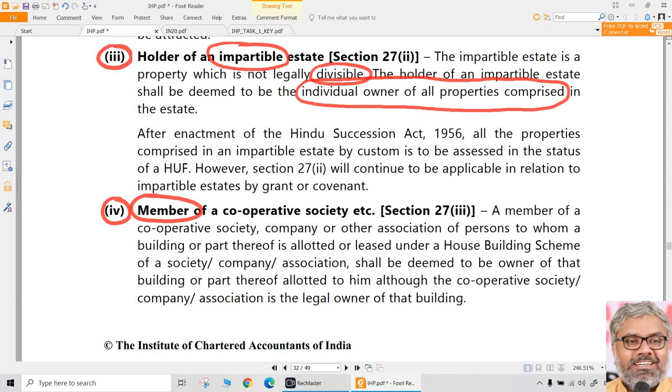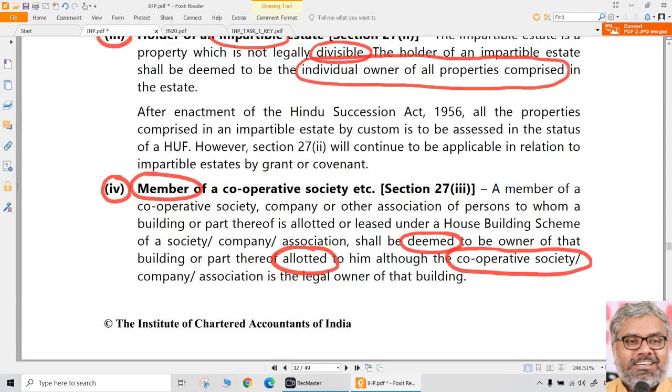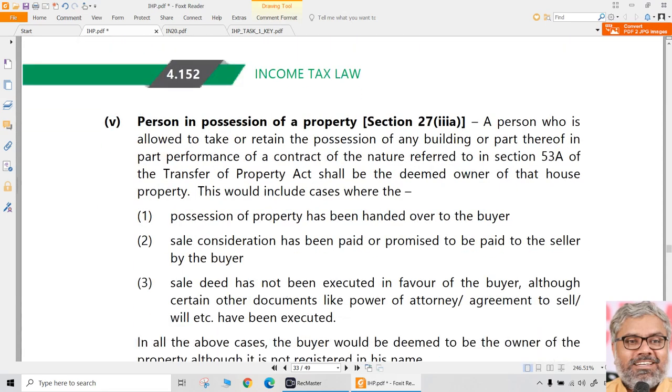But does it mean the society itself is the owner? No. The individual person is deemed to be the owner of the property. Deemed. Though it is not registered in their name, it is allotted to them by way of the cooperative society, which is a housing cooperative society or association, whatever you call it. Legal ownership may not be with that person. Still, since it is allotted to that person, he is deemed to be the owner of such property if he is a member of such housing cooperative society.